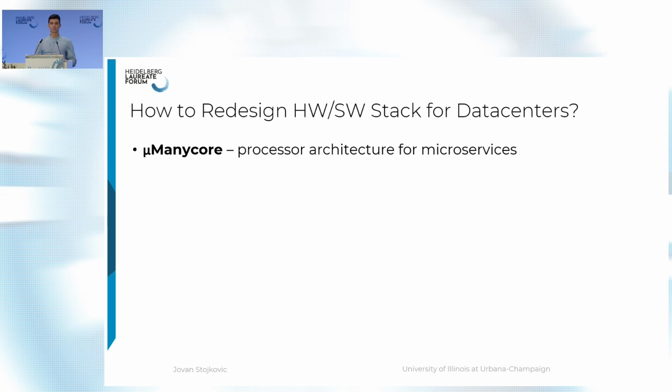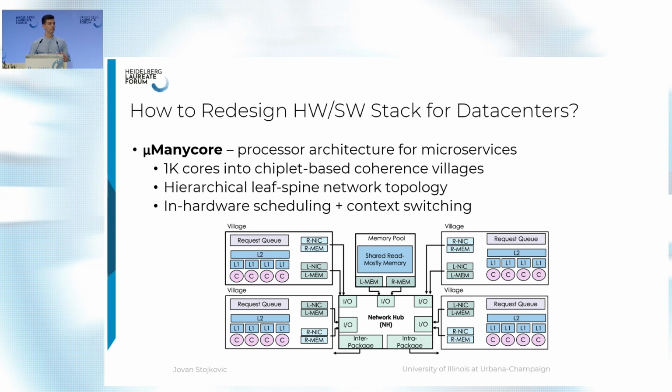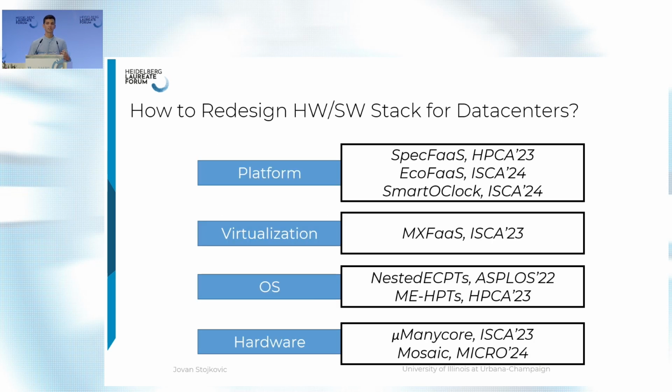To that end, I proposed Micro-Many-Core, a CPU architecture specifically designed for microservices. Micro-Many-Core has 1,000 cores organized into small coherence villages, which are then connected with each other using a new leaf-spine network topology. Micro-Many-Core has in-hardware support for request scheduling and context switching to alleviate the most common bottlenecks found in microservices. I further extended Micro-Many-Core with a redesigned CPU microarchitecture, operating system and virtualization layers, and finally system software running on top of these architectures.